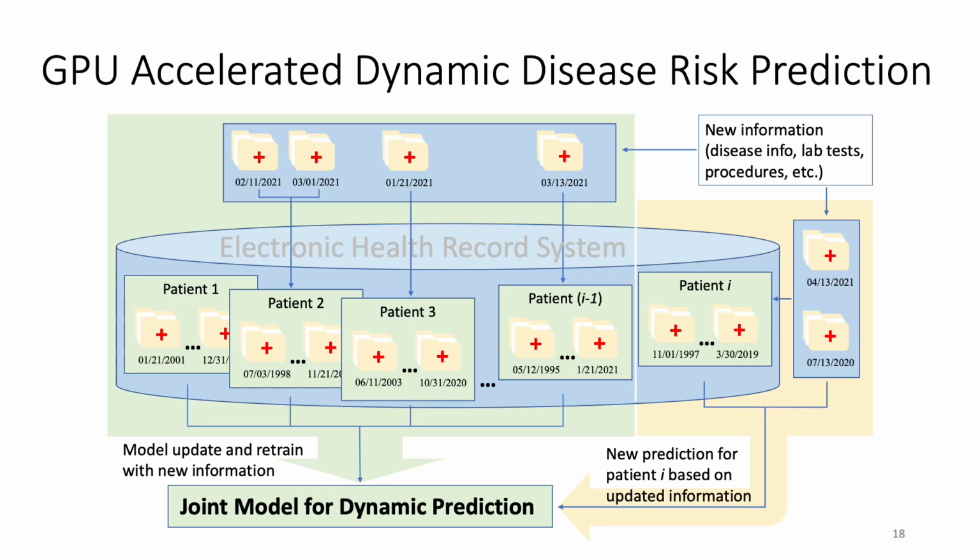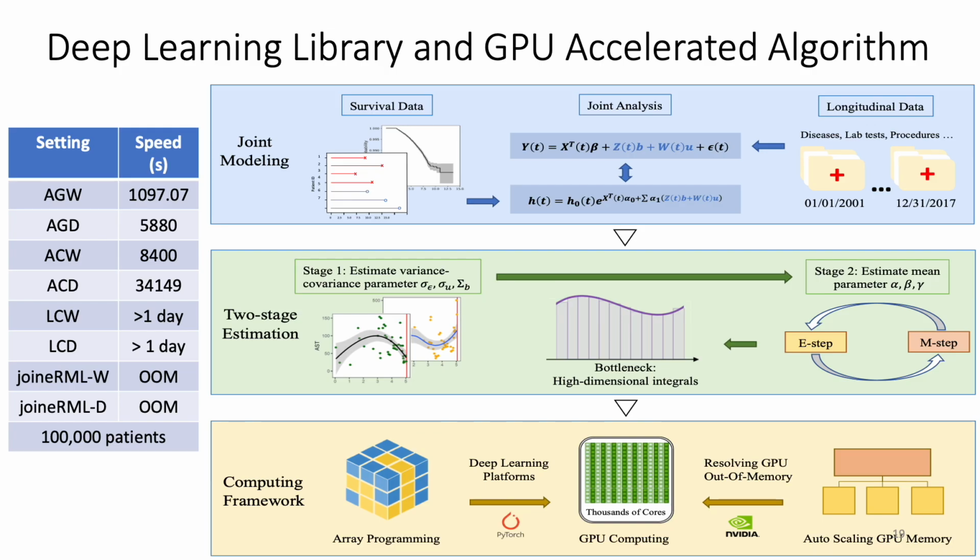So for this project, what Dr. Li developed is to combine information from the EHR with updates to predict the disease risk by joining the survival data and the longitudinal data. And then they predict the risk of the disease through this joint modeling.